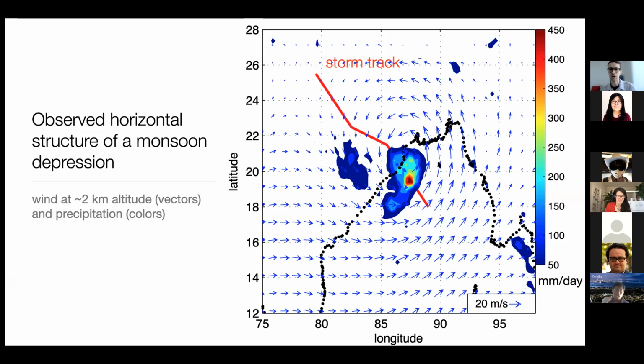I'm showing you here the vectors show the wind about 2 kilometers above Earth's surface. Note the reference vector here has a magnitude of 20 meters per second. This corresponds to about 40 miles per hour. So you see the winds are strong, but not that strong. They're certainly not 150 miles per hour like they were in Hurricane Florence.